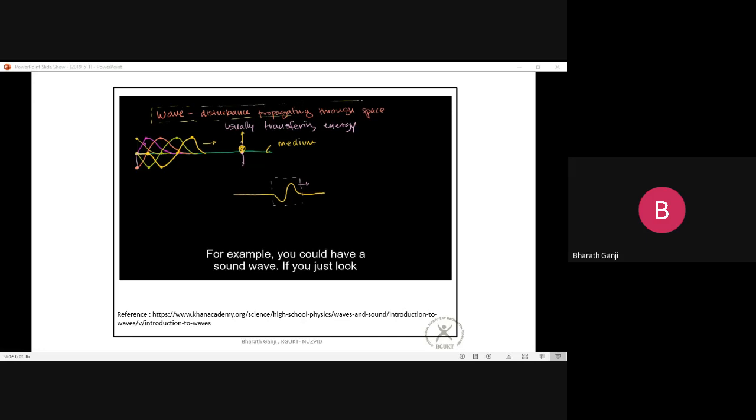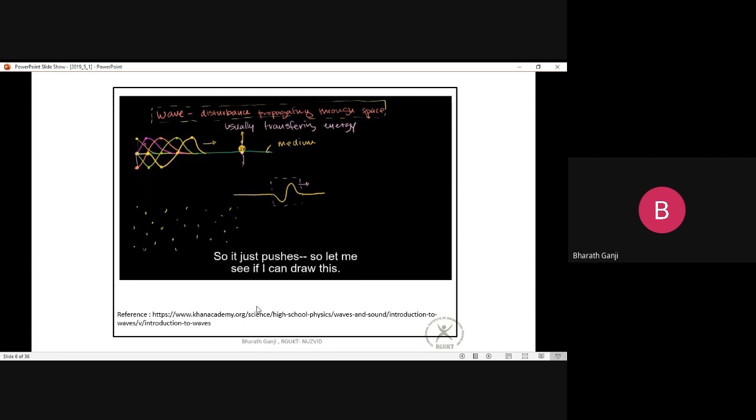For example, you could have a sound wave. Imagine if you just look at all of the molecules in the air, they have some density that looks something like that. And I would say I had some type of a membrane, maybe it's a speaker, that jolts this left-hand side of the air. So it just pushes.